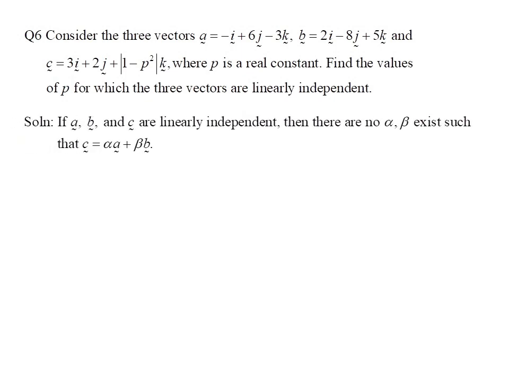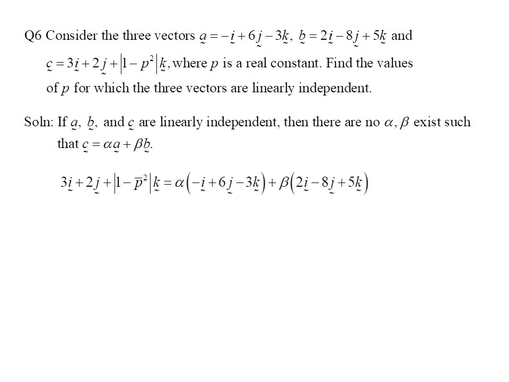As we have already learned, if vectors A, B, and C are linearly independent, then there are no coefficients alpha and beta that satisfy the relation vector C equals alpha multiplied by vector A plus beta multiplied by vector B. In order to find the values of p, we assume that the vectors A, B, and C are linearly dependent, and based on such an assumption, what we find are the values of not p.